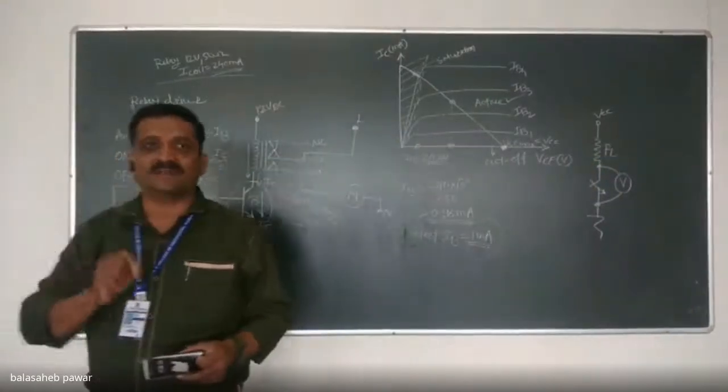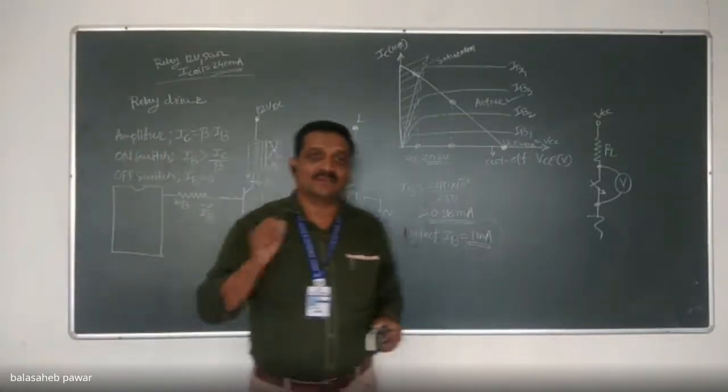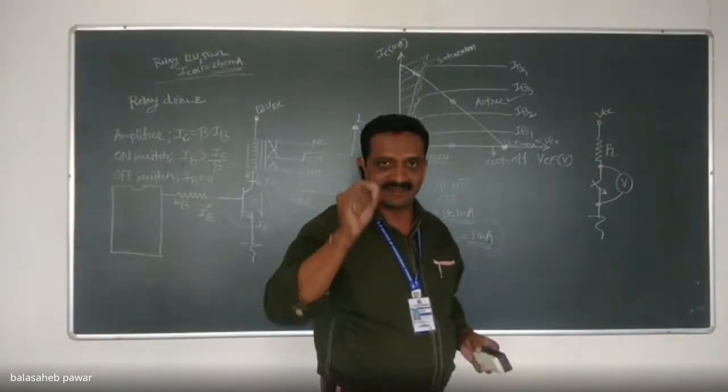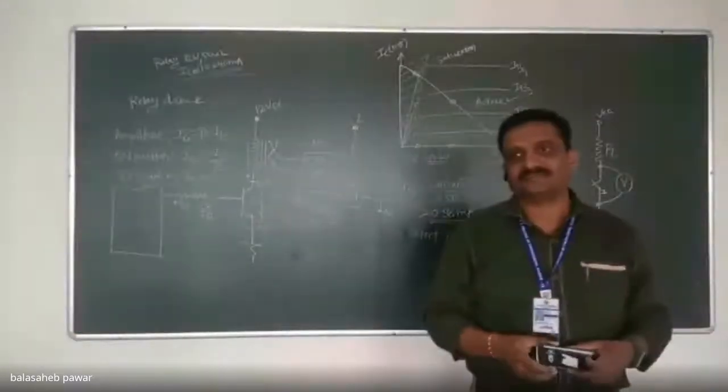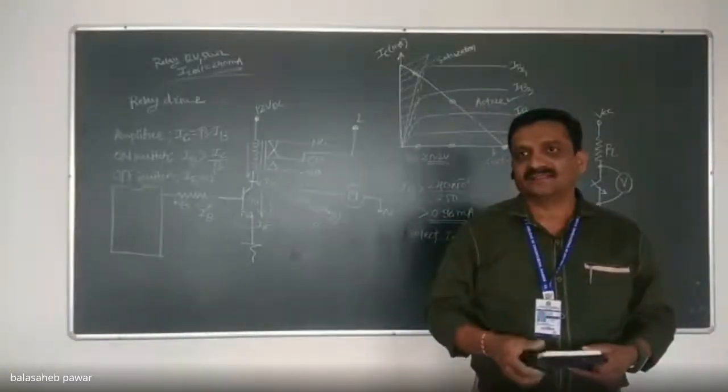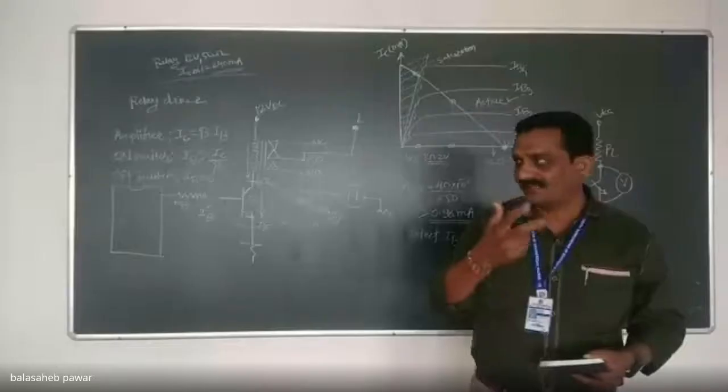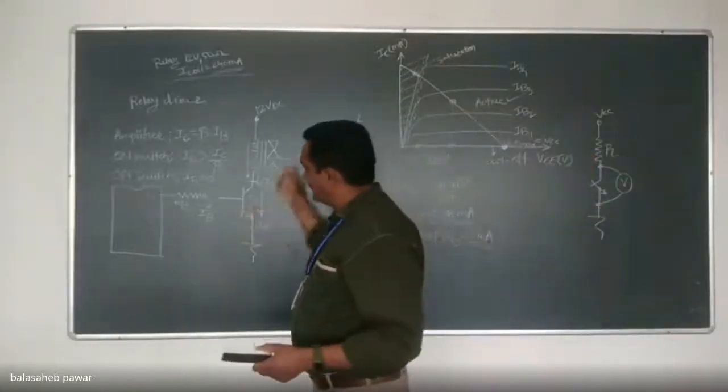So the question is, is it really possible for the controller to provide a current of 1 milliampere? For this purpose, you should be familiar with the current sourcing capacity of our selected microcontroller. See, again I will repeat. What is the source to drive this circuitry? The microcontroller.